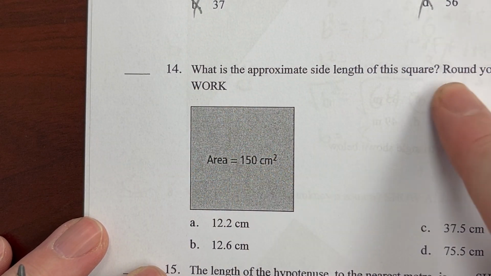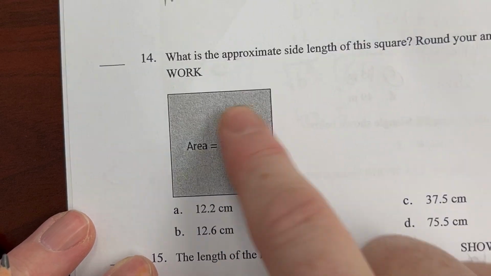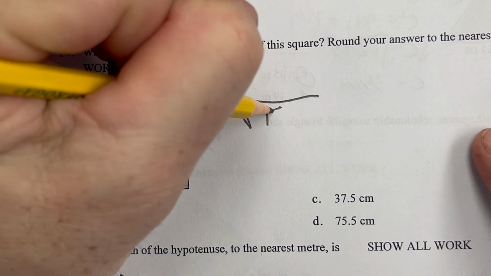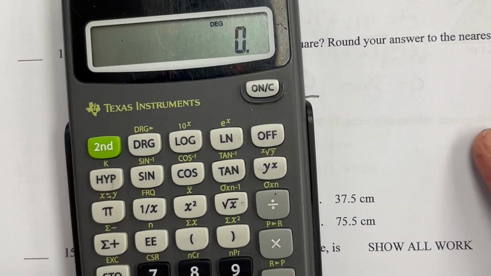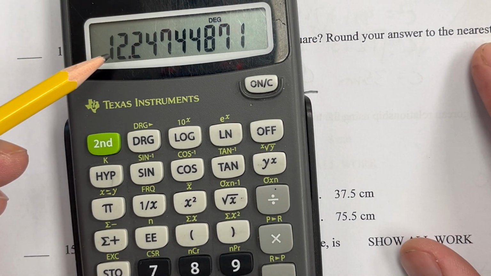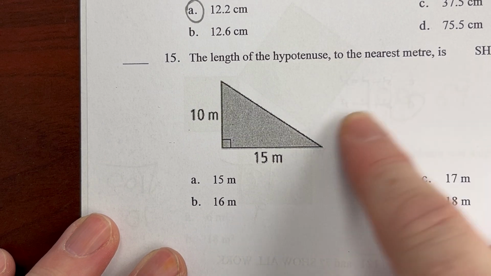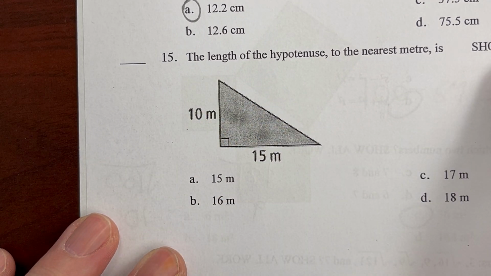What's the approximate side length of this square? Okay, so all we got to do on this one, round to the nearest tenth. I know the area, and it's a square, so all I have to do is square root that 150. 150 square root. Said round to tenth. 12.2. 12.2 is A.